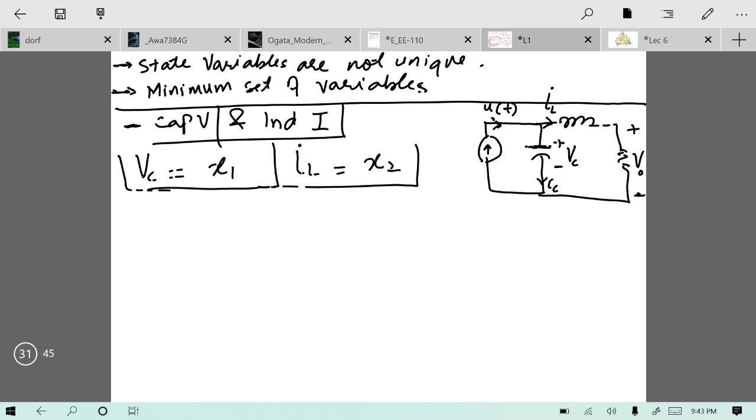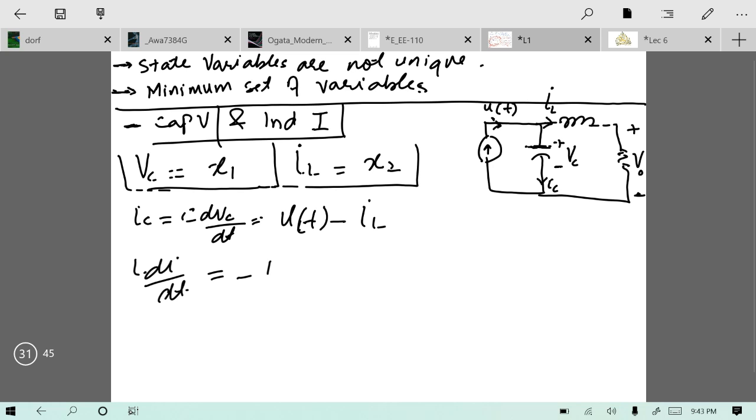Now, if I try to write the equations of the system, the capacitor current equation, by general circuit analysis knowledge, is C dVc over dt equal to u of t, where u of t is the input current, minus IL, the inductor current. There is another equation that I can write: L dIL over dt is equal to minus R IL plus Vc. And the output equation is V naught equal to R IL. So just by previous knowledge, I have written these three equations of my given RLC circuit.